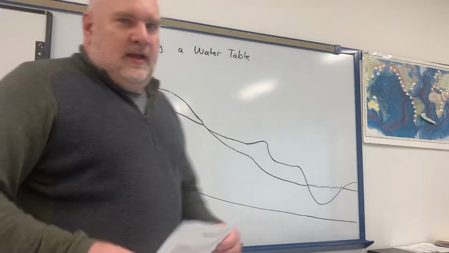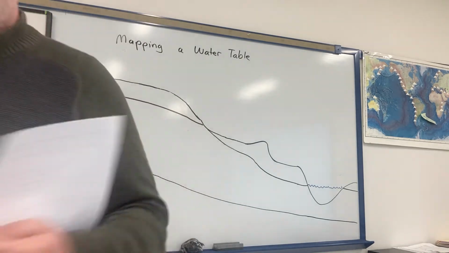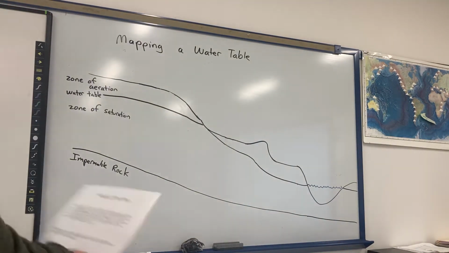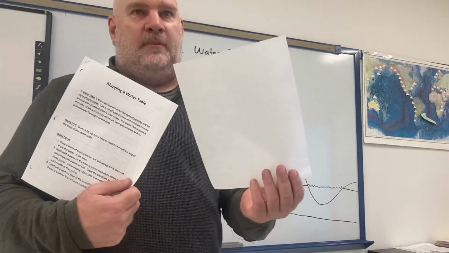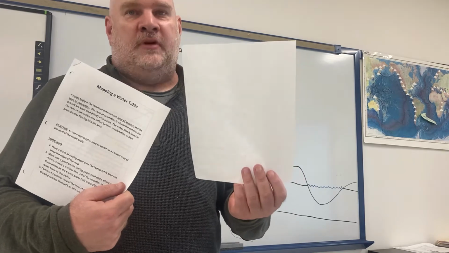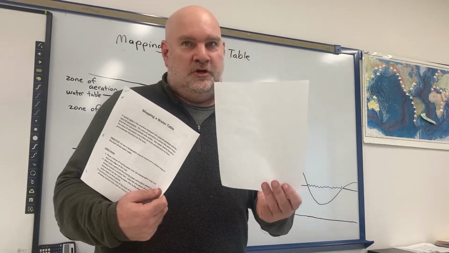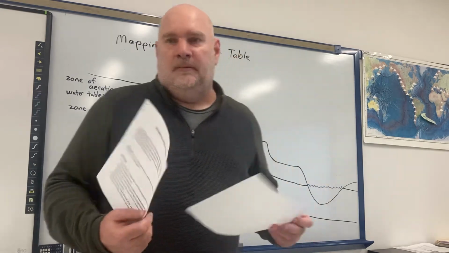All right, so today we're doing the mapping a water table lab. And with that lab, in your packet was tracing paper. So you're going to need a piece of tracing paper as well. If you don't have tracing paper, which you should have in your packet, you could probably get by with regular paper, but tracing paper would be better.